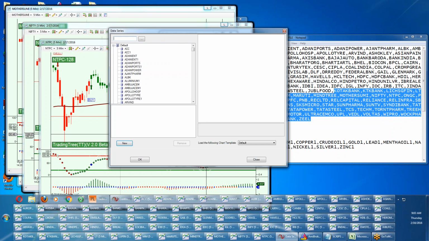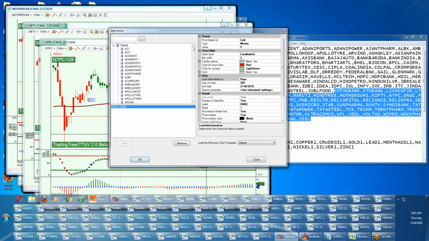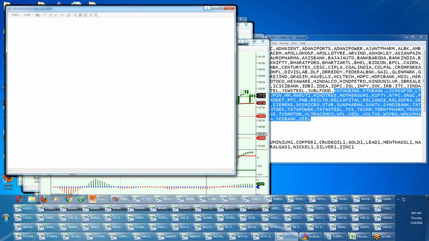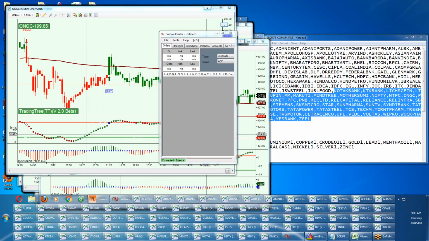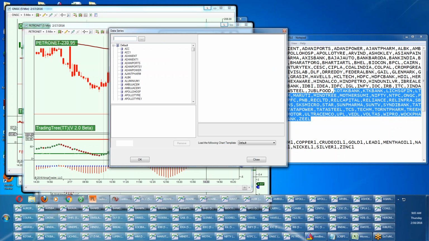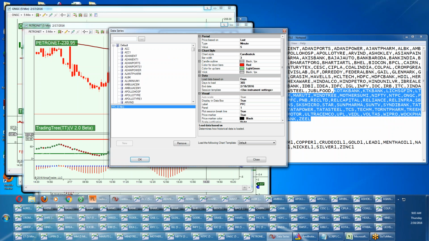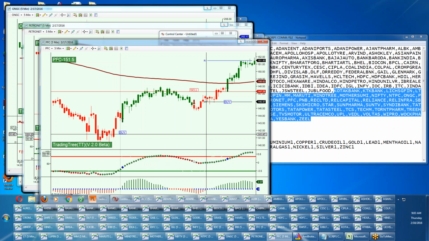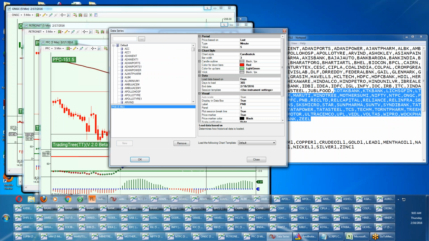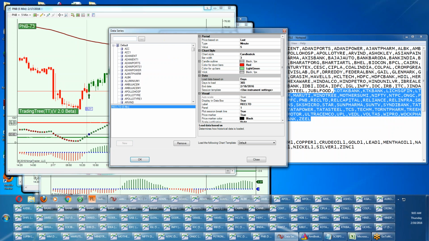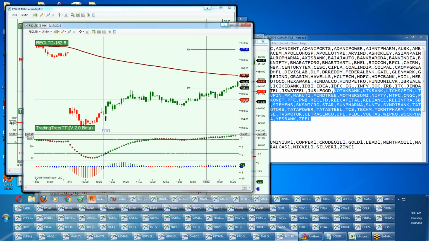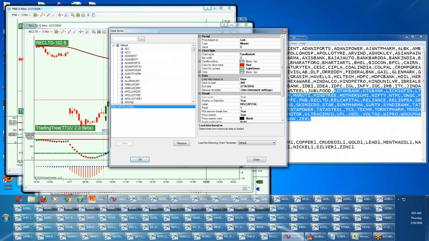And from Economic Times, we have Dr. Reddy's, Ashok Leyland, PNB, Maruti, Glenmark, and even Siemens also. So we'll add these particular scripts in our CashTree file. Once this stops, then we'll add the files there.